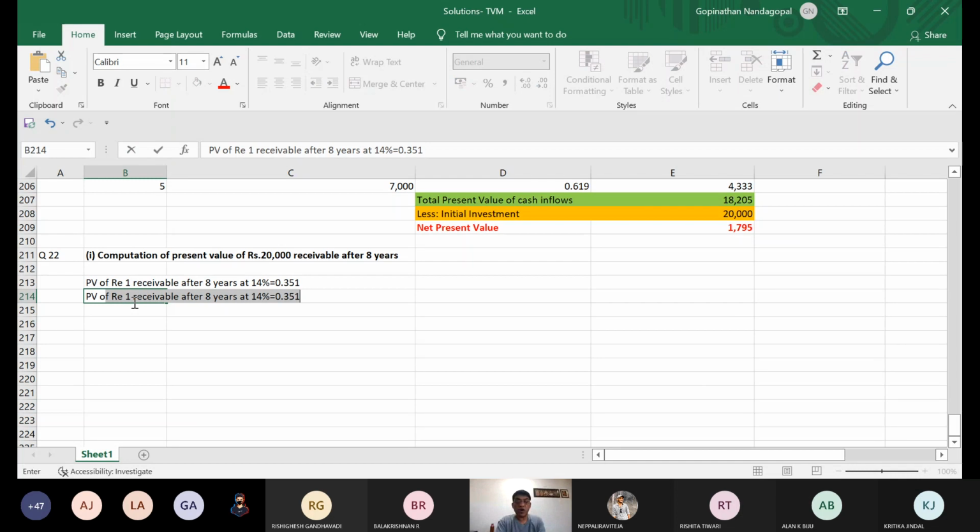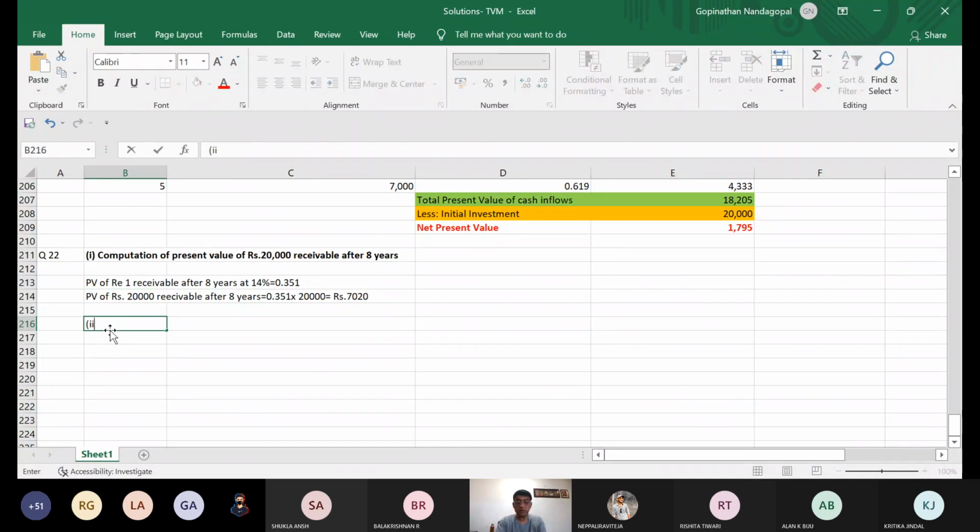Therefore, PV of rupees 20,000 receivable after 8 years is equal to 0.351 into 20,000. So which comes to 7,020, sir. Thank you.